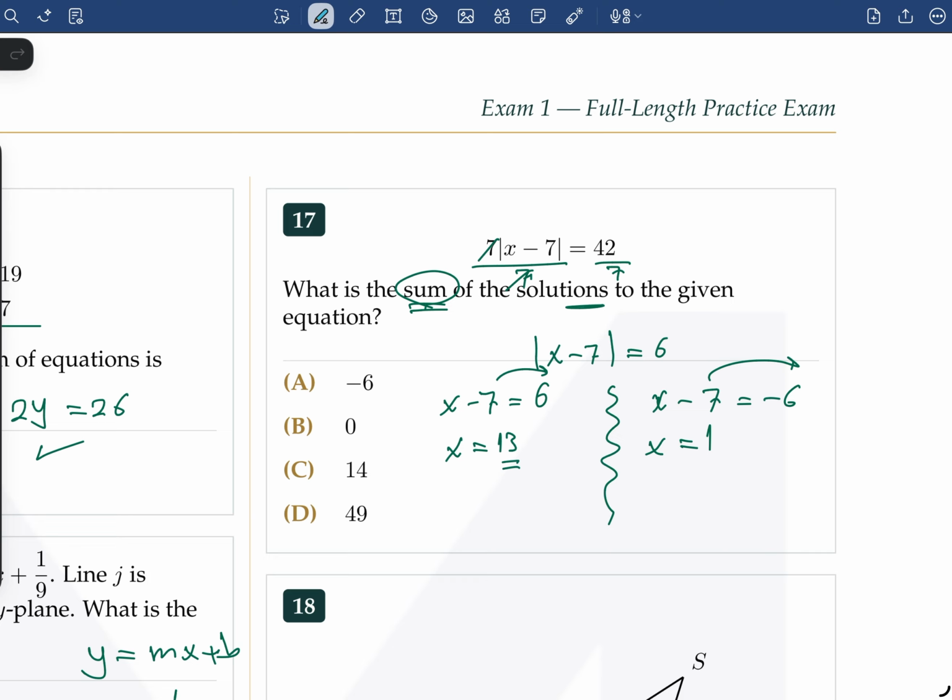Now we have 13 and 1. The sum is equal to the total of them, 13 plus 1, which is equal to 14. So the answer is letter C. And then we can also use Desmos.